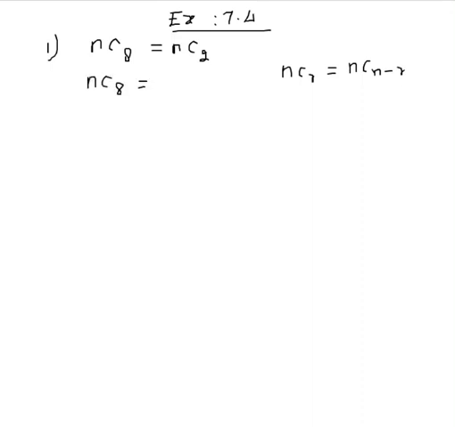Let us do exercise 7.4, question number 1. If nC8 is equal to nC2, find nC2. So nC8 is equal to nC2. n and n are the same, so we cannot equate 8 and 2. So I am going to use the nCr is equal to nC(n minus r) formula. I am using this formula on the right hand side. So it becomes nC(n minus 2), or we may use it on the left hand side also. Now we can equate 8 and n minus 2. Therefore, n is equal to 10.